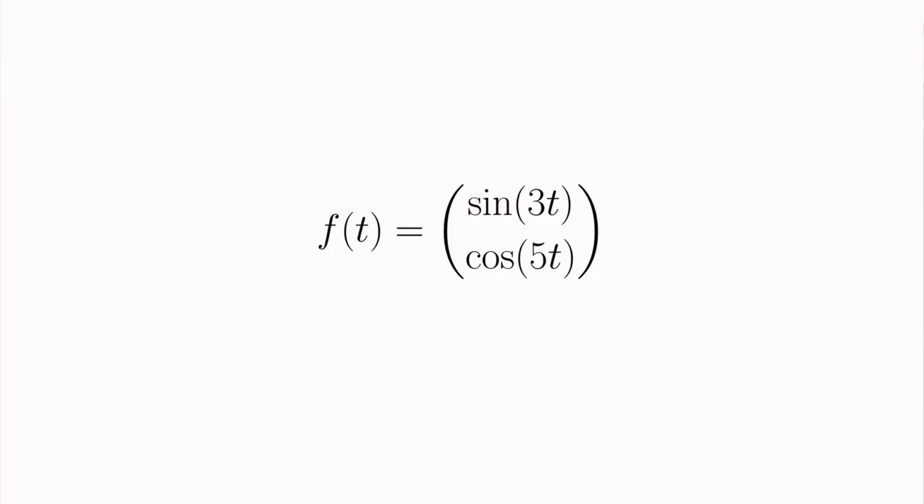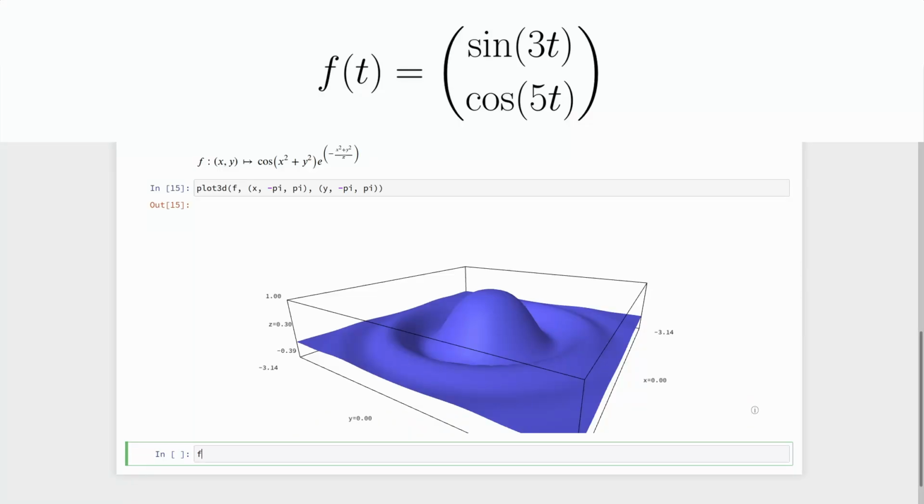So for example, let's take a function that looks like this. To some argument t, it assigns sine of 3t and cosine of 5t. This way, this function defines a parametric curve in the real plane, and we can display this curve using the function parametric_plot. So I will type f of t is, and it's a pair consisting of sine of 3 times t and cosine of 5 times t.